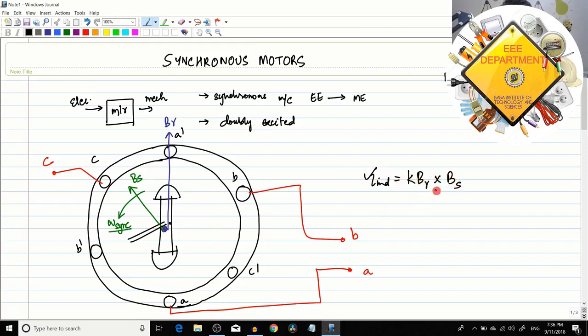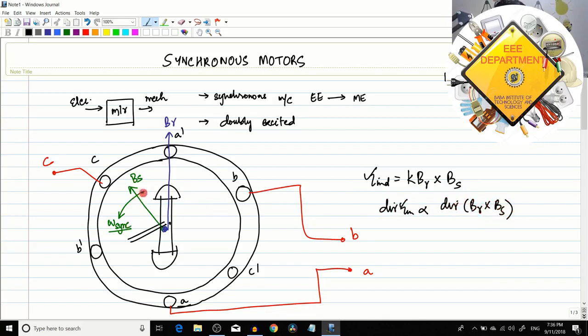We use K into BR cross B net as well, but in this case we have two fields, BR and BS. So the torque induced will be K into BR cross BS. That means the direction of the torque induced will be proportional to the direction of BR cross BS.